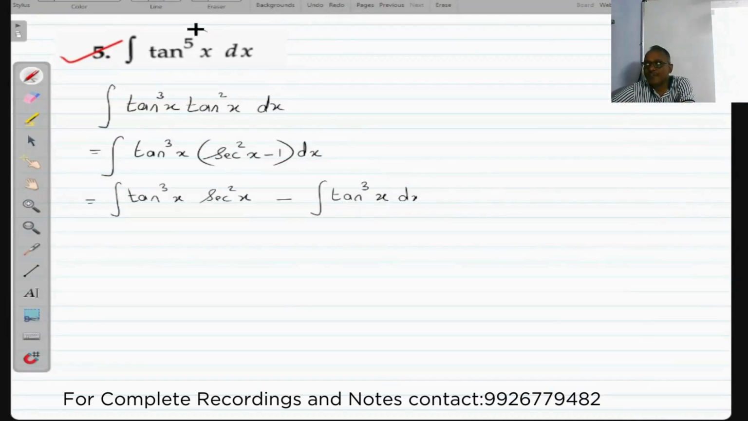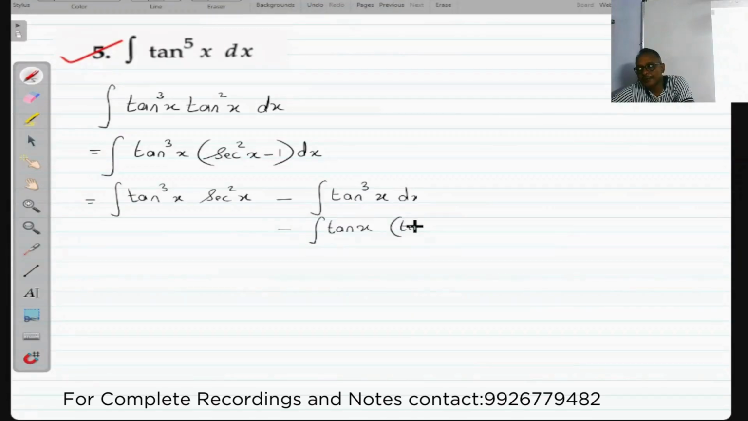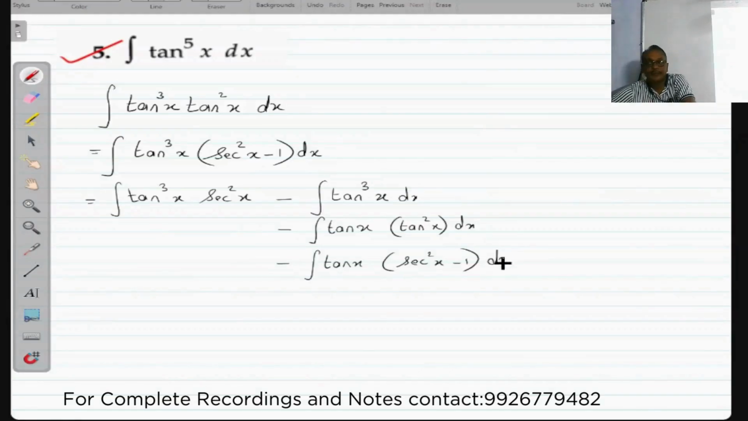So what did we do when we had tan 5? x square को बाहर कर दिया था. So here also do the same thing. एक tan को हटा के एक tan square अलग कर दिया. Then what? क्या किया था अपन ने? sec square x minus 1 किया था.